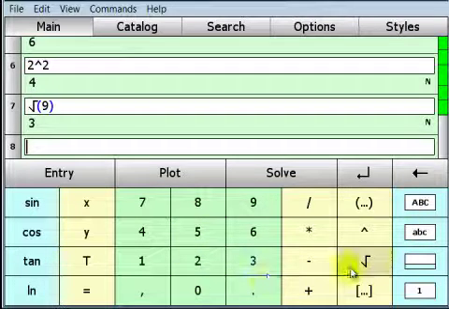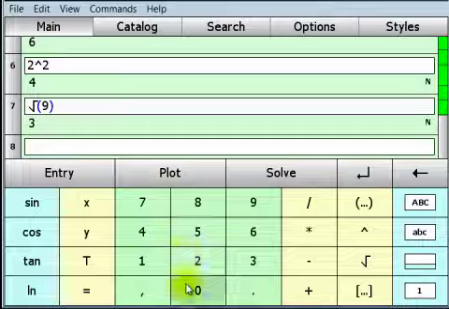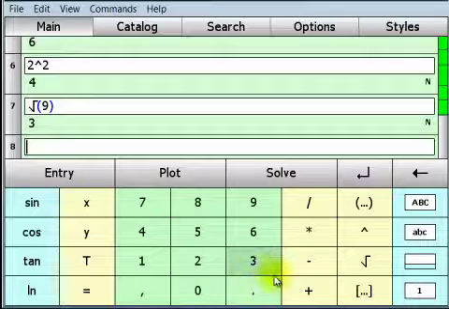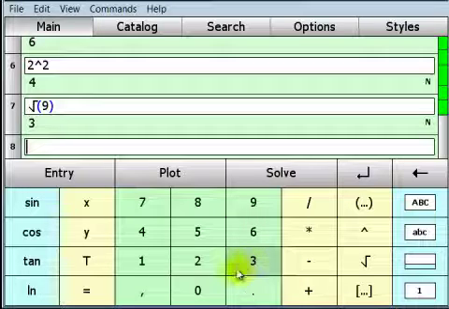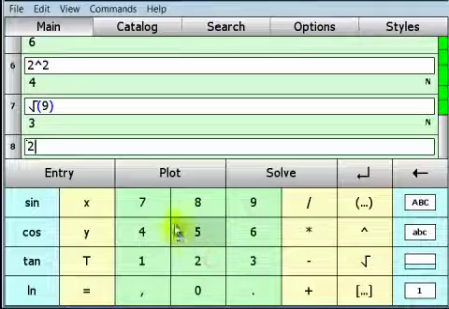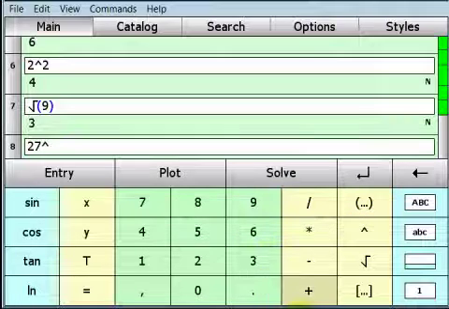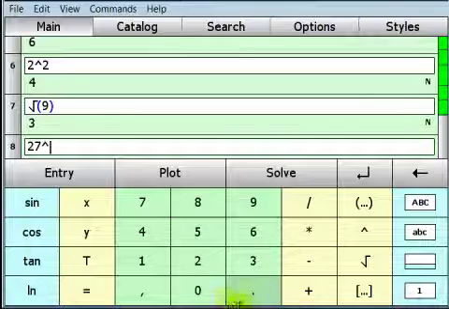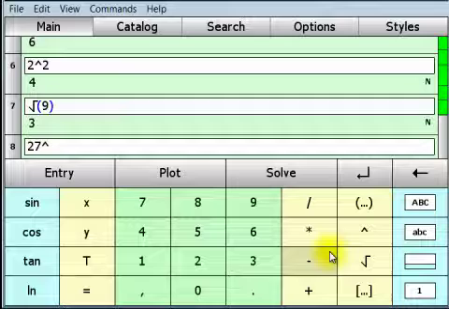If you look on the button pad, there's no cube root button, but you have to remember that roots, like the cube root, the fourth root, roots above 2, are all fractional powers. So for example, if I wanted to calculate the cube root of 27, the way that I would do that is take 27 and raise it to, instead of the third power, the 1/3 power. Now, you want to make sure that you follow order of operations here.